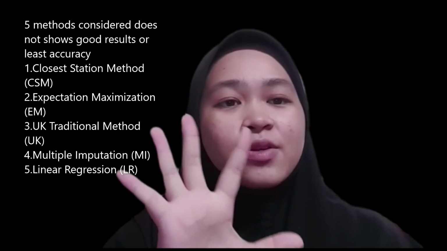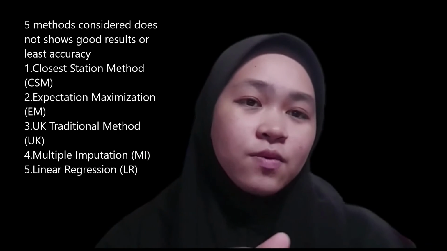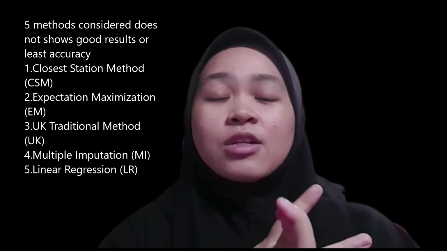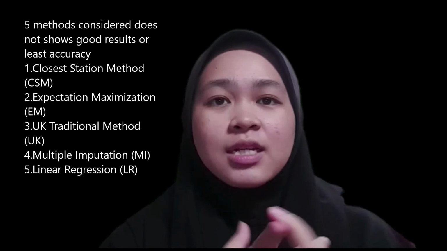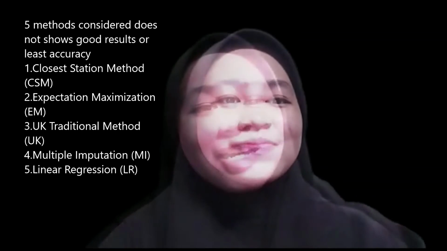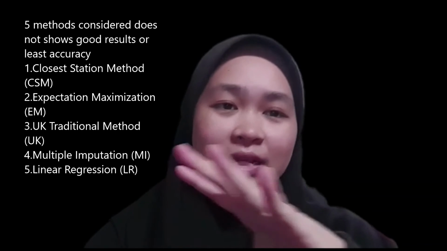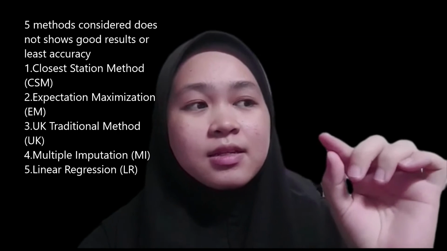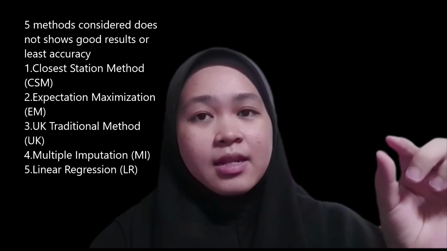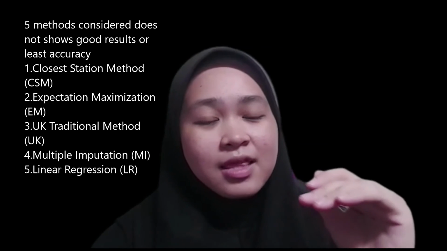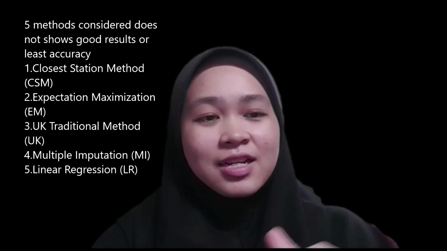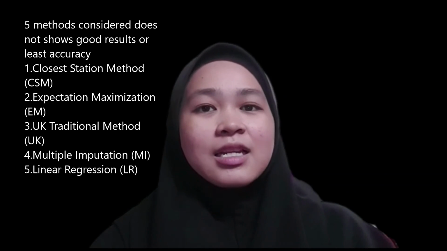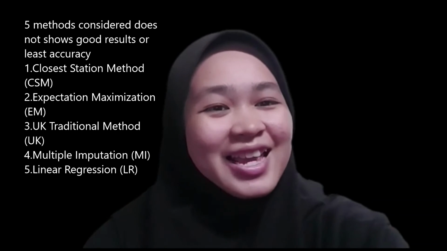Lastly, we have 5 methods with the least accuracy: closest station method, expectation maximization, UK traditional method, multiple imputation, and linear regression. All the methods differ slightly at the back of the decimal places, but we have to choose the most accurate method so that there is no error in finding the missing precipitation data. That's all for me. Thank you.